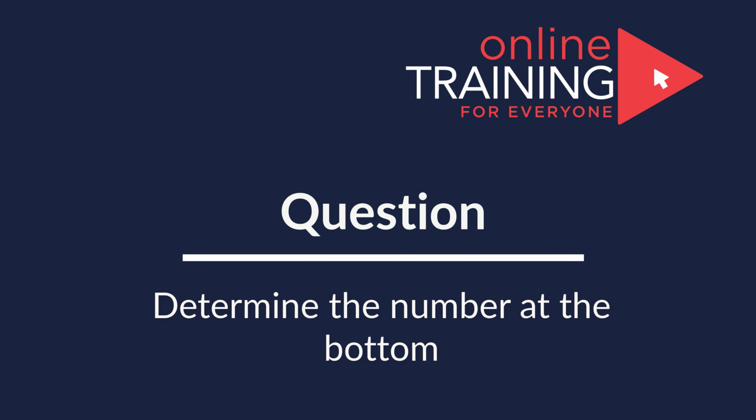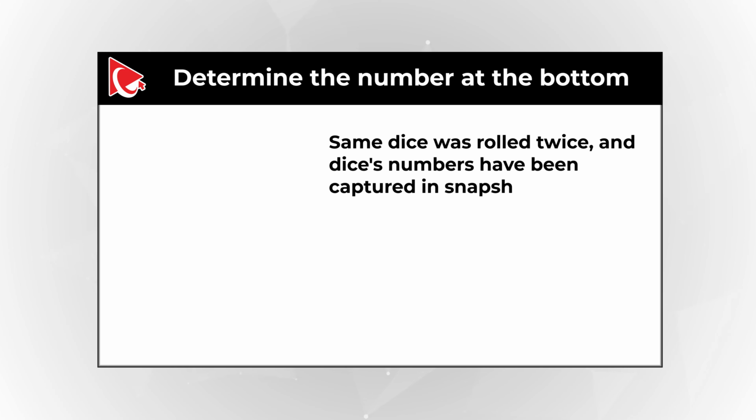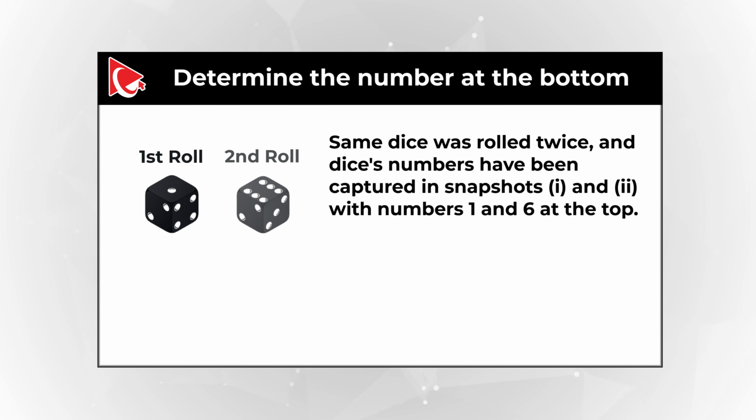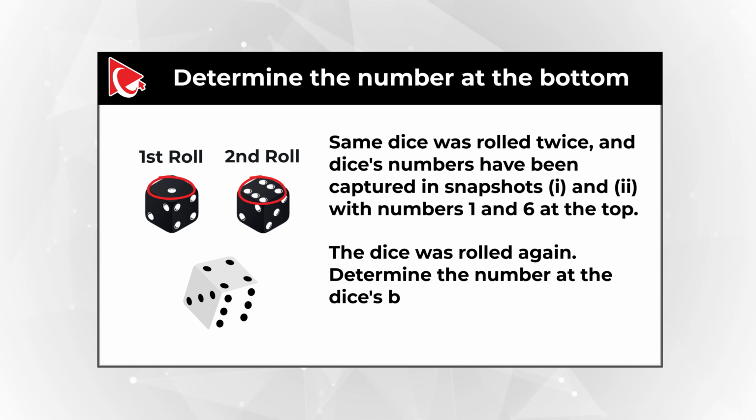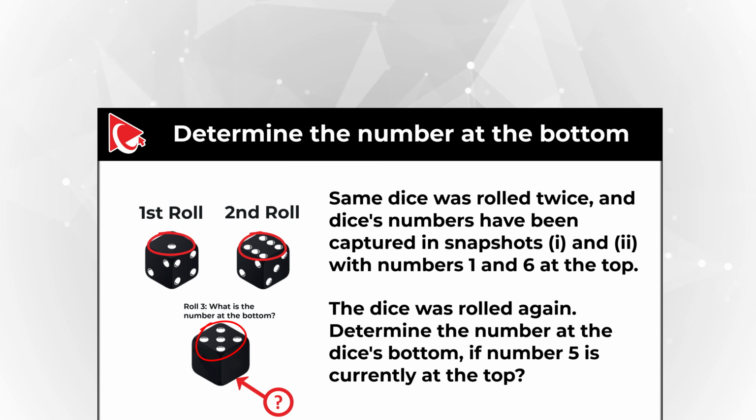Here's an interesting question where you need to determine the dice's number at the bottom. The dice was rolled twice, and the dice's numbers have been captured in snapshots 1 and 2, with numbers 1 and 6 at the top. The dice was rolled again. You need to determine the number at the dice's bottom if number 5 is currently at the top.